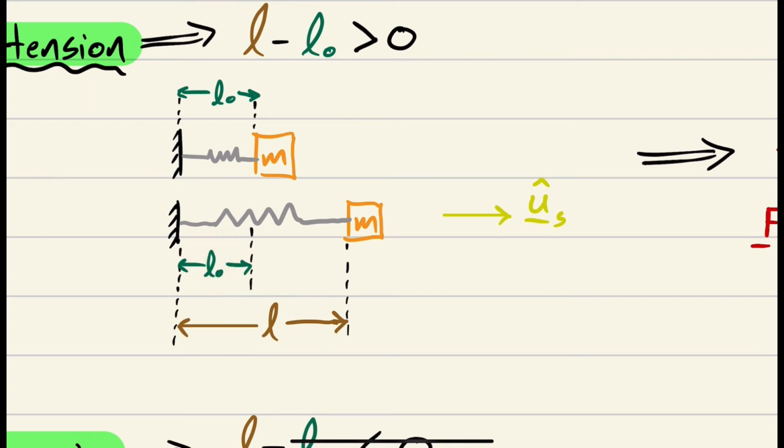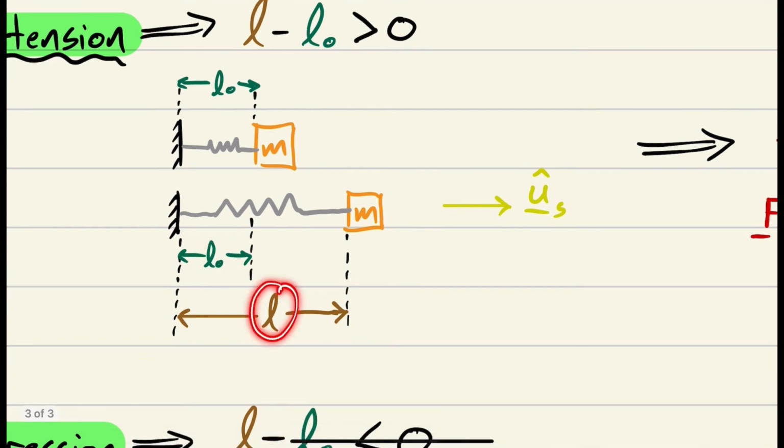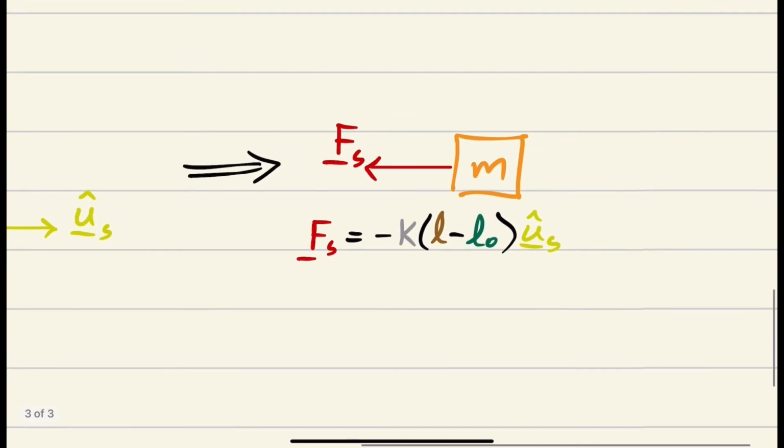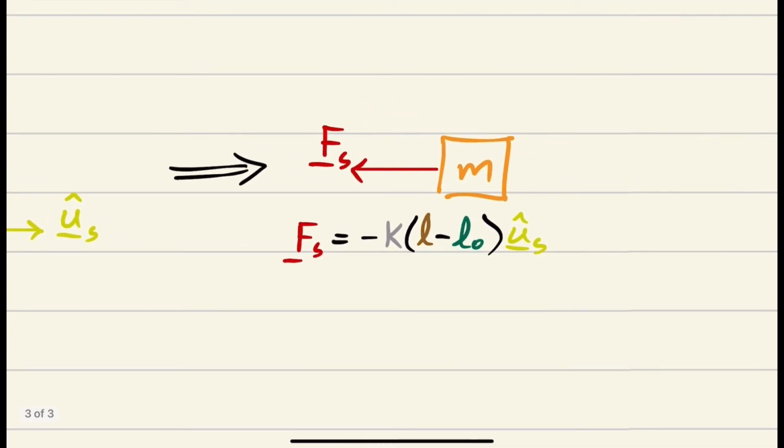So our L is now here, and L naught is still there. That's our unstretched length. And you can see that if we do L minus L naught, it's going to be a positive number, right? Because L is greater than L naught. U sub s just points off to the right. It's pointing from the attachment point, which is here, to the free end, which is there. So that's U sub s. And we would end up with something like this: F sub s equals negative K (L minus L naught) U sub s. And you can see it's in the negative U sub s direction that the force is going to be pointing. So the restoring force is going to be in that direction, to the left, right?